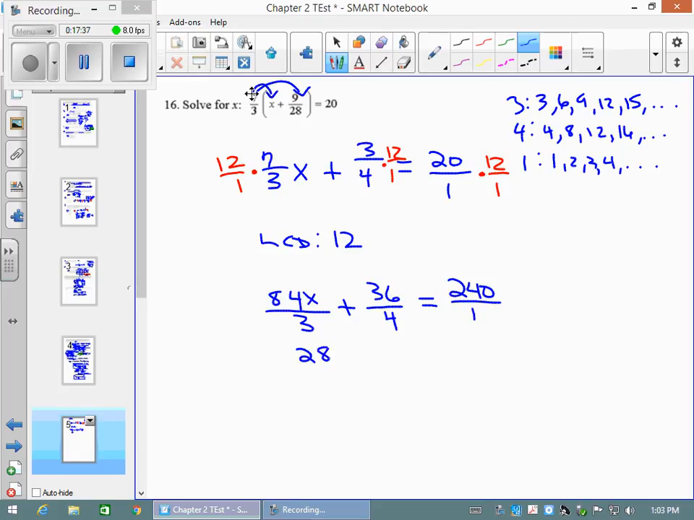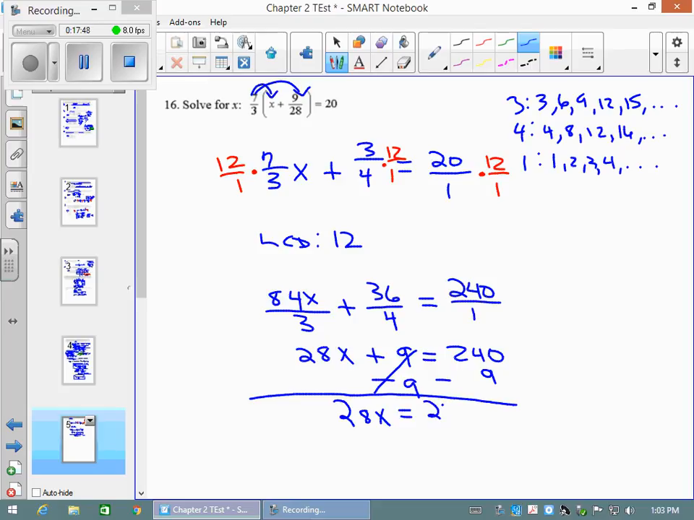When you subtract the 9 to solve for x, I got 28x equals 231. When you divide both sides by 28, you get that x equals 8.25 if you wrote it as a decimal, or if you left it as a fraction in reduced form, it would have been 33 divided by 4.